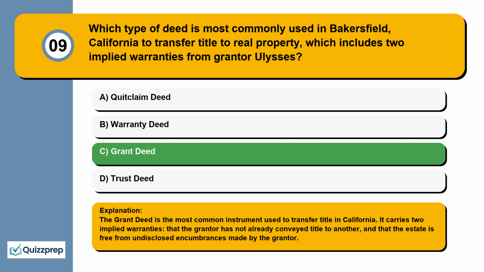The grant deed is the most common instrument used to transfer title in California. It carries two implied warranties that the grantor has not already conveyed title to another, and that the estate is free from undisclosed encumbrances made by the grantor.